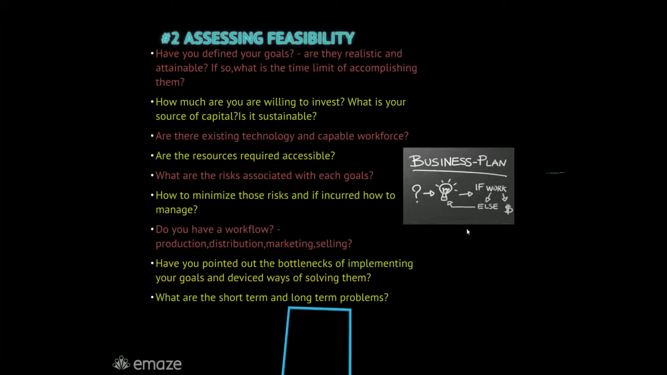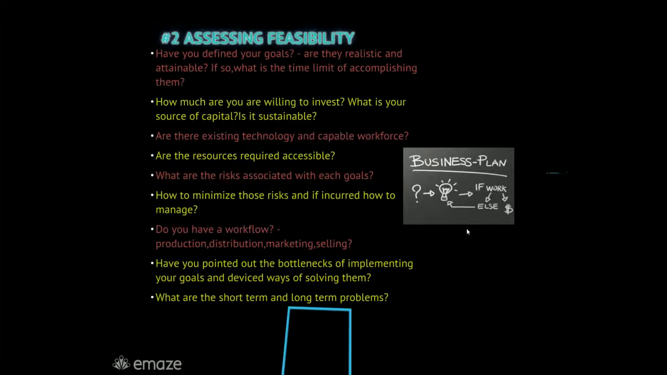Do you have a workflow? Do you know how the production, distribution, marketing and selling works? Do you know how the people in each category work and delegate their responsibilities? Have you pointed out the bottlenecks of implementing your goals and devised ways of solving them? What are the short-term and long-term problems? Knowing these answers is key to being practicable, and you'll be better prepared to face problems.